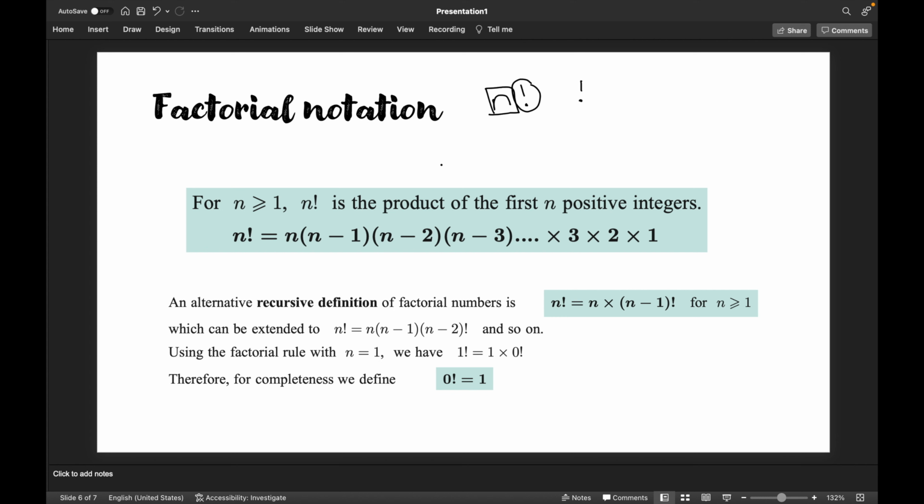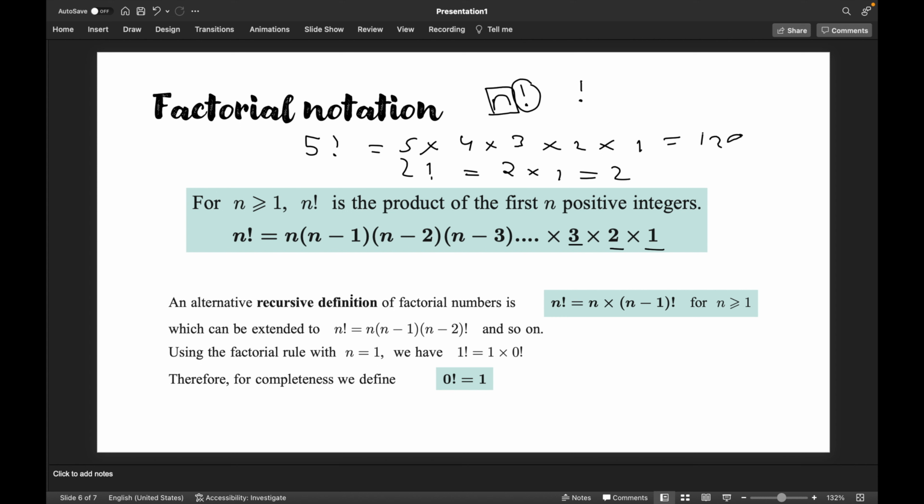So it's going to be n into n minus 1 into n minus 2 into n minus 3 and so on into 3 into 2 into 1. Let's take a few examples. So 5 factorial will be 5 into 4 into 3 into 2 into 1, which is 120. Let's take 2 factorial. It's going to be 2 multiplied by 1, which is 2, and so on. So that's how this works.